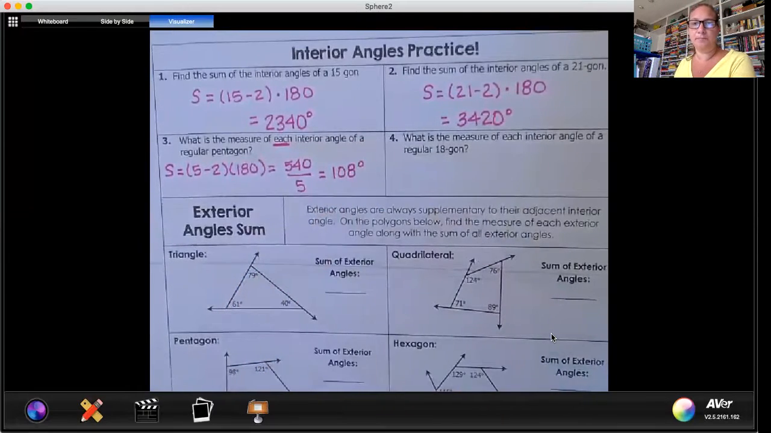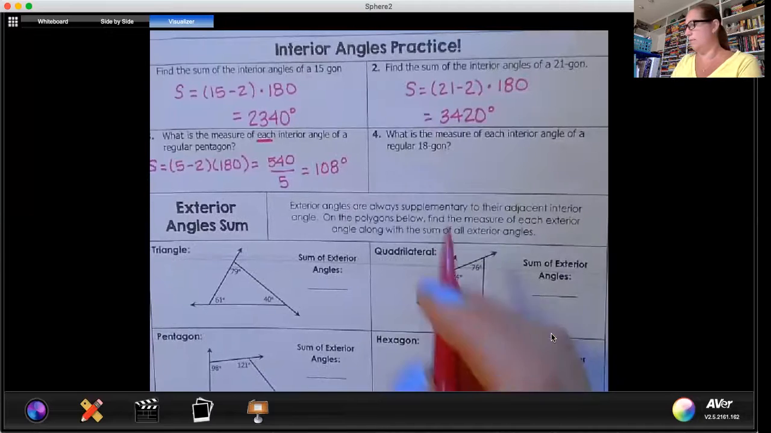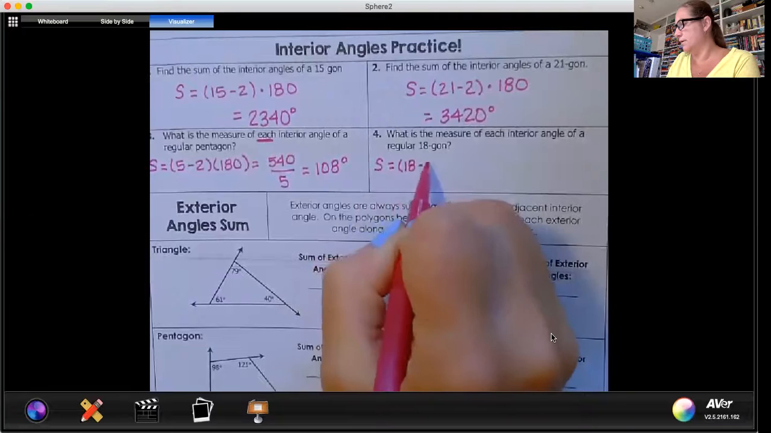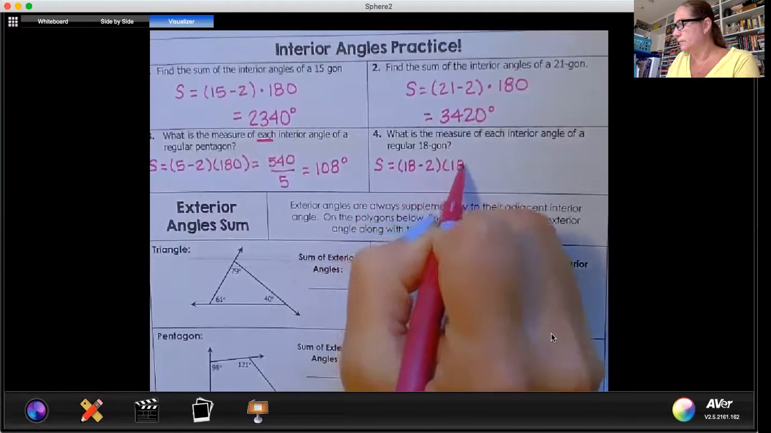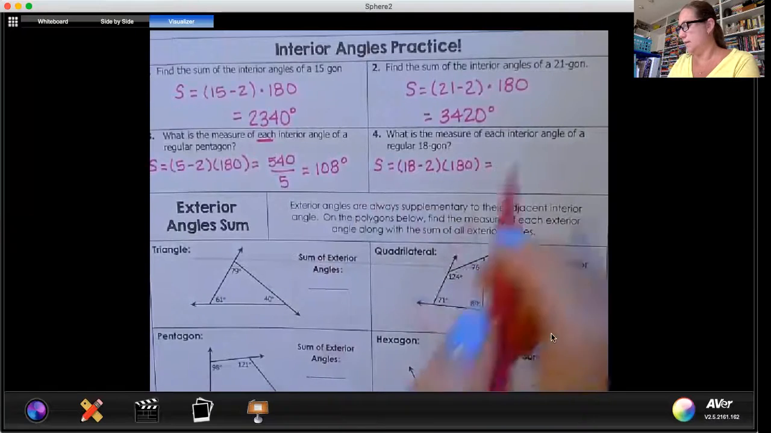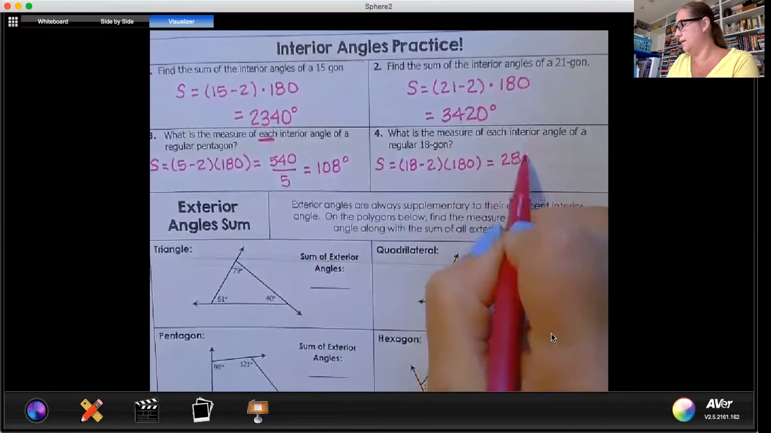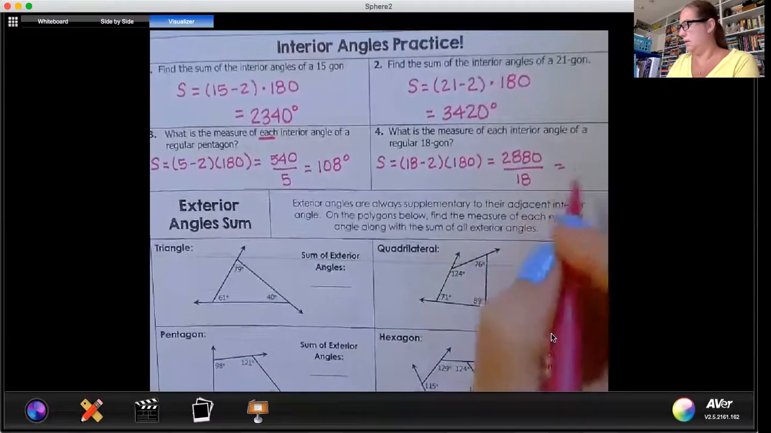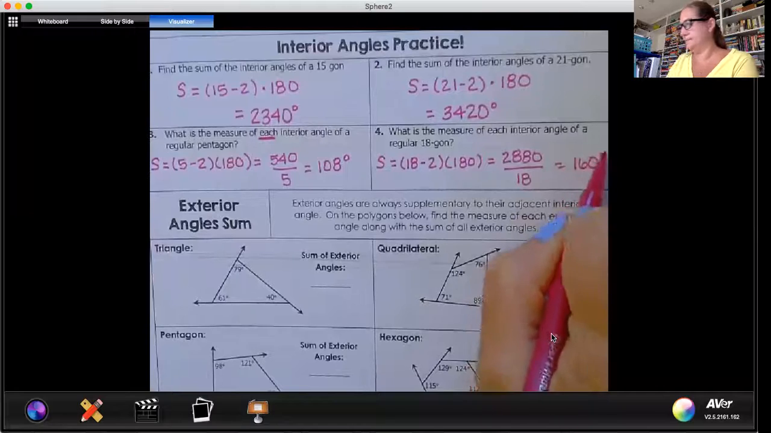Same thing for number 4. For a regular 18gon, notice all of these are regular. So 16 times 180 is 2880. And divide by 18. And you get 160 degrees.